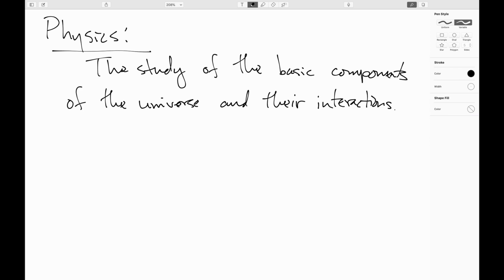To start out, I will define the subject of physics as the study of the basic components of the universe and their interactions. Okay, so what do we mean by some of that? Let's start with what I mean by basic components.